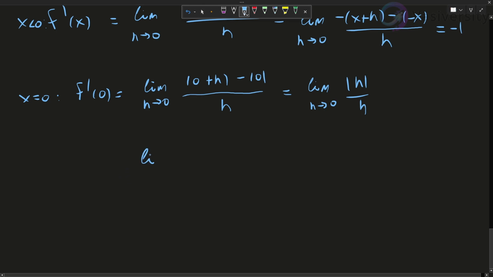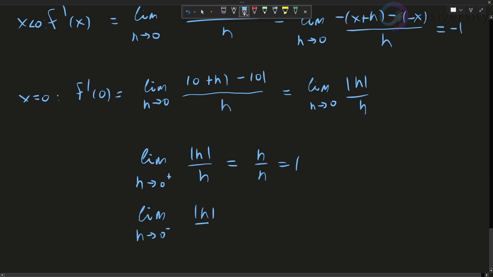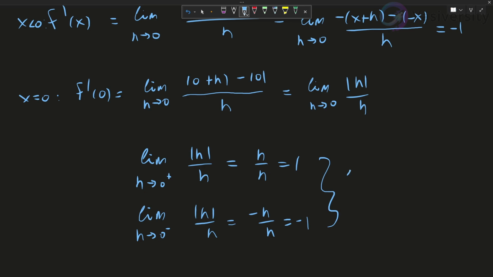So let's find the right-hand limit. The limit as h approaches 0 from the right. Right, and when we're approaching from the right, it's going to be positive. We know that in the previous case, when we're approaching from the right, x is greater than 0. This is going to be h over h, which is equal to 1. When we're approaching from the left, we know that h is negative, less than 0, so it's going to be the absolute value of h equal to negative h, so negative h over h, which is equal to negative 1. And these two limits, the limit as h approaches 0 from the right, is not equal to the limit as h approaches from the left.